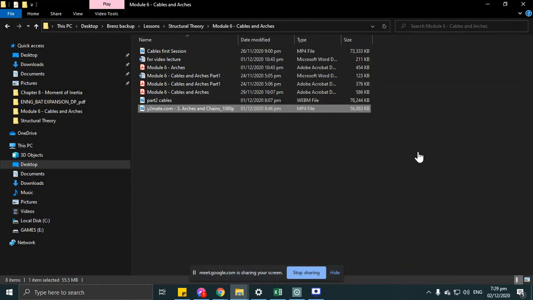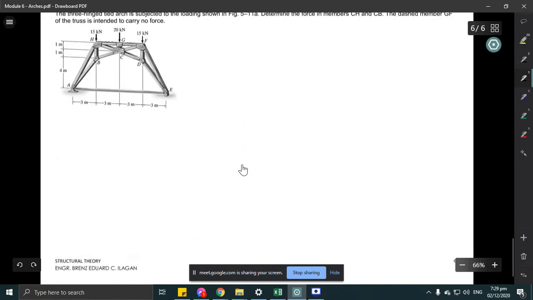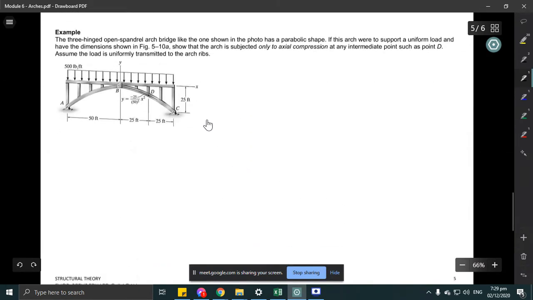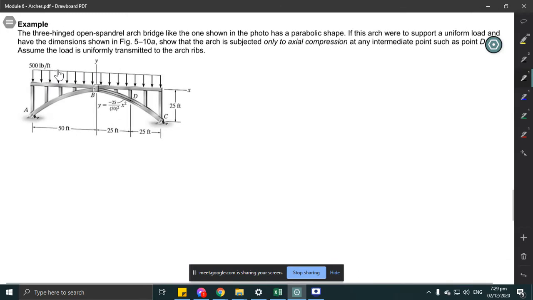Okay, so let's try to solve a problem for an arc. So we have two problems here. So ito lang naman yung way para i-solve siya. So the first thing that we need to do is to determine the support reaction. Okay? So para magawa yun, i-ano muna natin kung pasaan ba yung direction ng ating mga reactions.